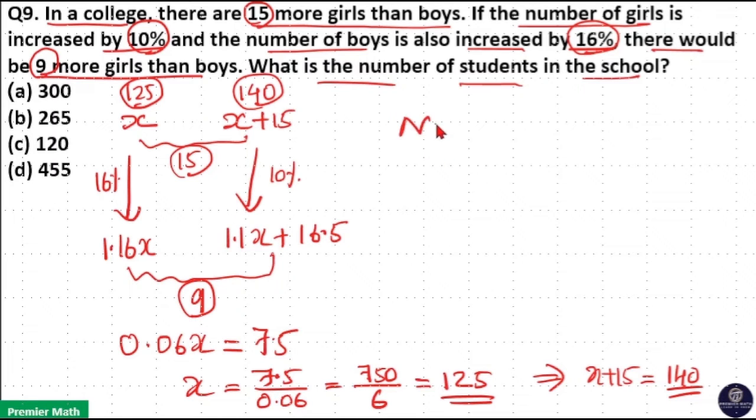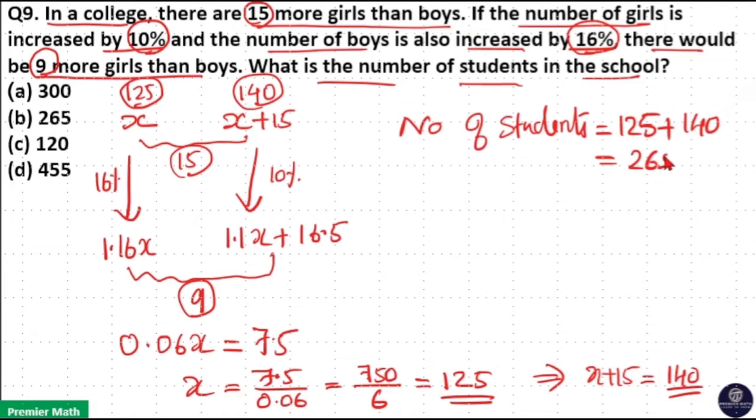That means the number of students is 125 plus 140, which is equal to 265. So option D is your answer.